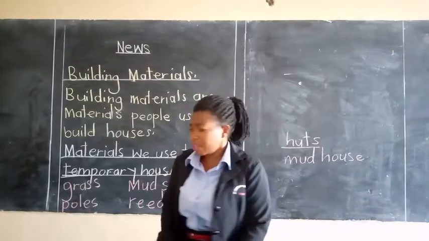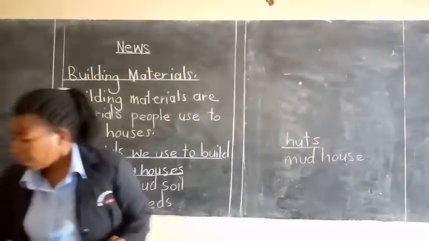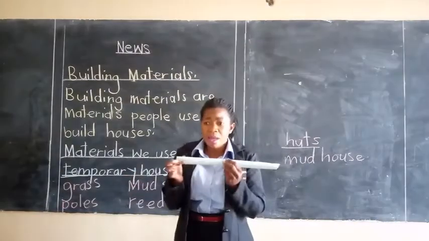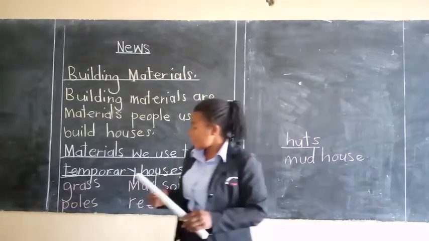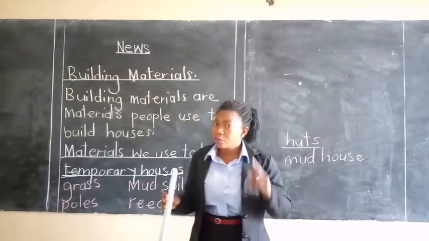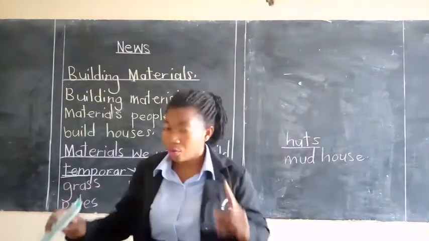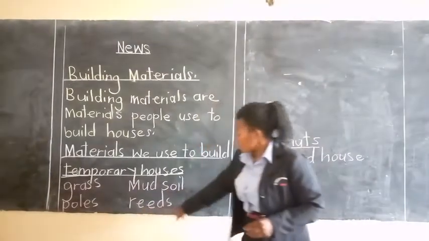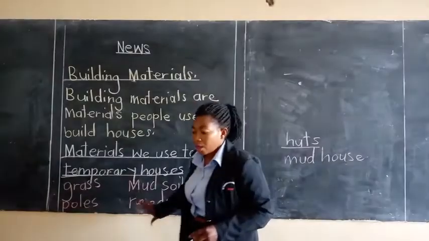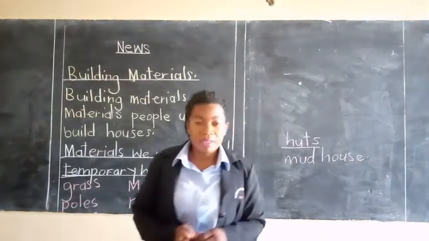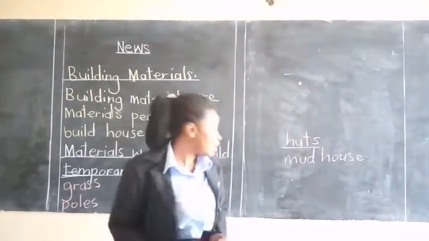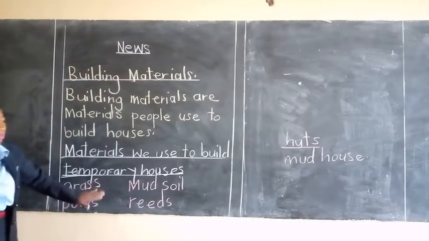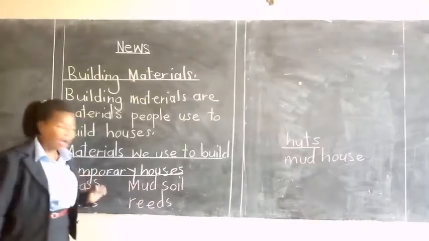But the reeds are small in size. They are very small. You can find them when they are of this size. But with the sugarcane, you will find it when it is big. And I've not told you that sugar canes are also building materials. So the reeds can also be used as building materials. So these are some of the materials that we use to build temporary houses.